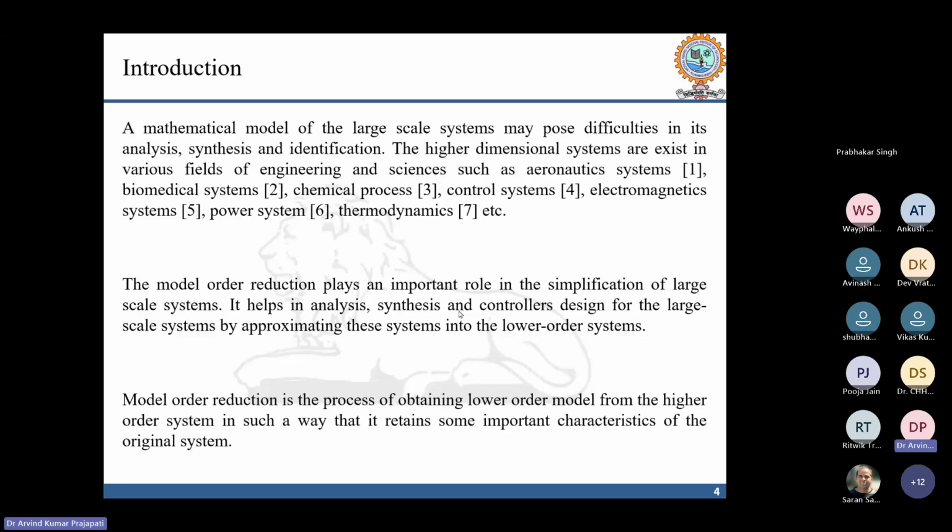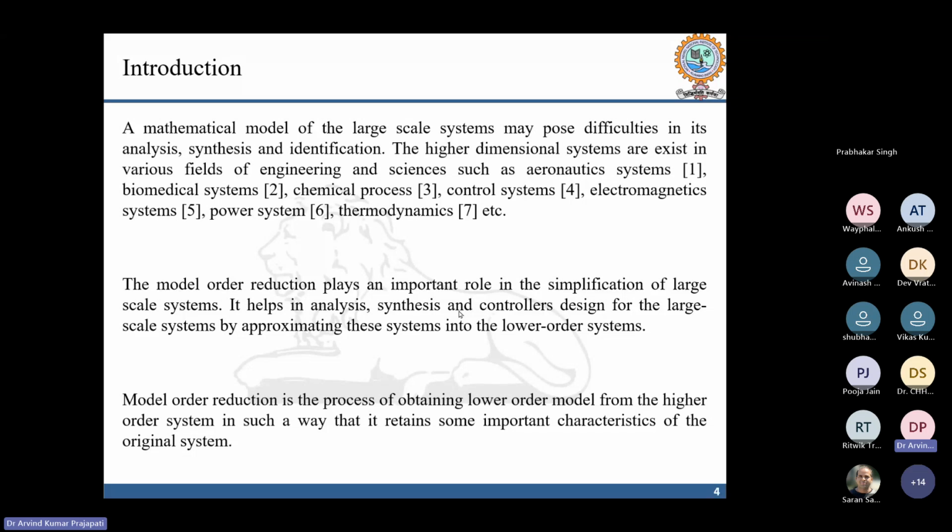So how can we replace these higher order systems with simple systems? And if we replace higher order systems with simple systems, what properties must the reduced order system or simple system preserve? Means if you replace a higher order system with an equivalent reduced model, then the simple system must reflect the fundamental or dominant properties of the higher order system.